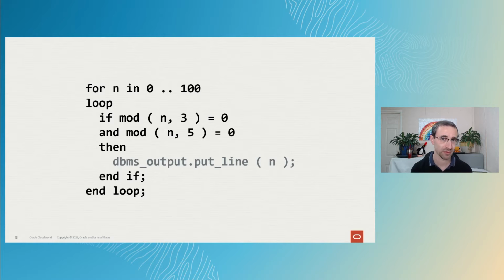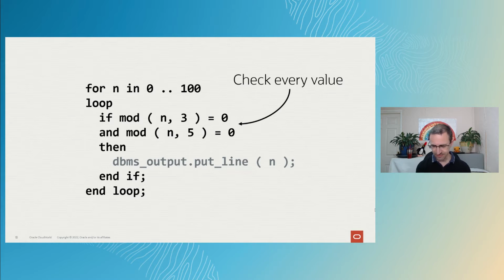and if it is, then display the output. Seems straightforward enough, but the thing here is we are going to check every single number between 0 and 100. But we're only actually outputting about 6 or 7 values in the total range. We're doing a lot of unnecessary work here, potentially. And there wasn't really a way to avoid this previously.